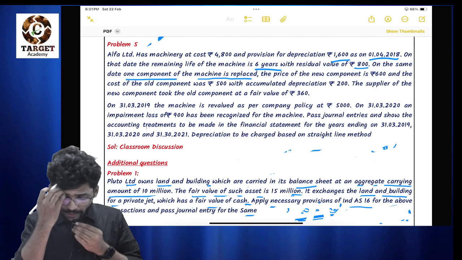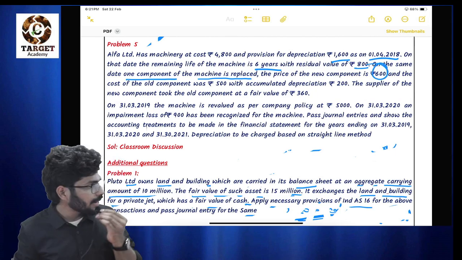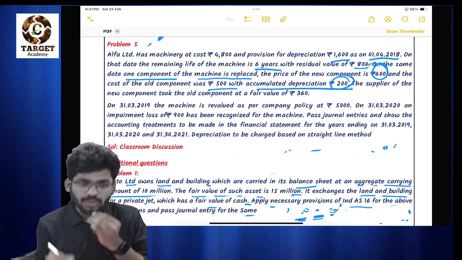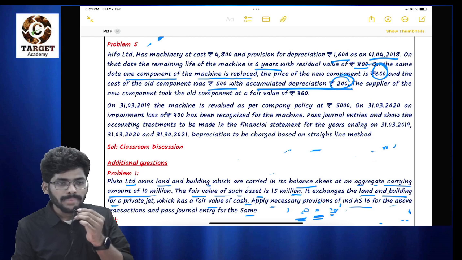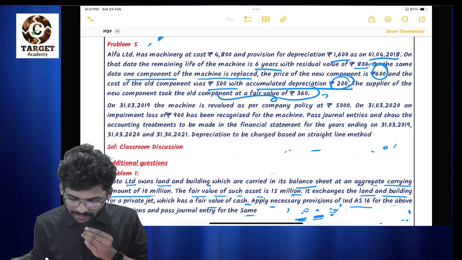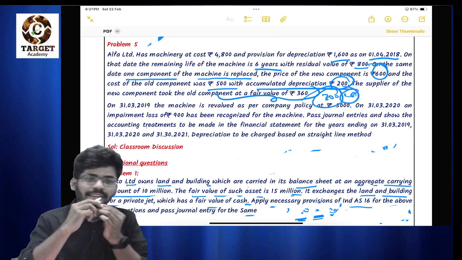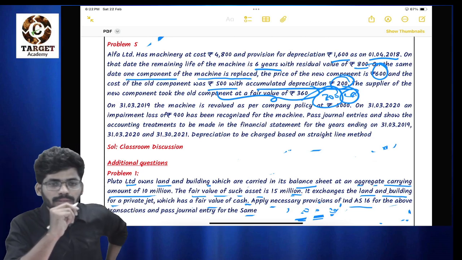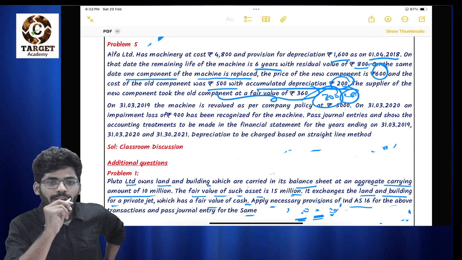Correct. See, the price of the new component is 600 and the cost of the old component is 500 with accumulated depreciation of 200, which means what is the carrying amount of the old asset? 300. That's it. This is the carrying amount of the old asset. Clear? Yes sir. Now which amount do we need to de-recognize?